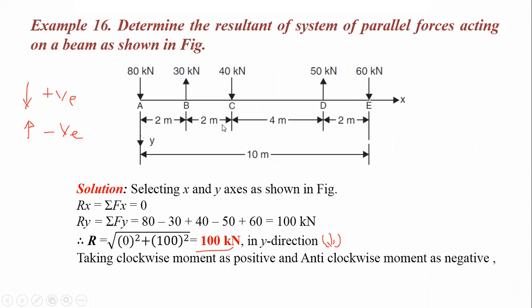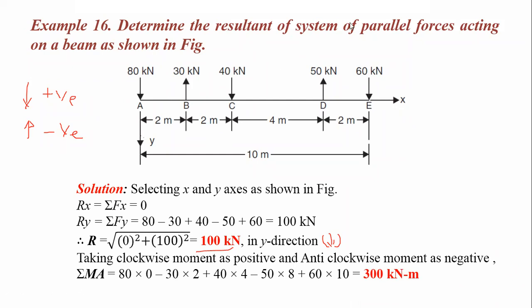That's why if your answer is plus, it is indicating that this force is going vertically downward. Okay, now let us check. Now we have to locate this resultant R over this beam. That's why we have to take the clockwise moment as positive and anti-clockwise moment as negative. Now let us take the moment of all the forces about point A. Now this 80 kilonewton force is passing through the same point. That's why the moment caused due to this force is 0, because 80 into perpendicular distance 0 is 0.